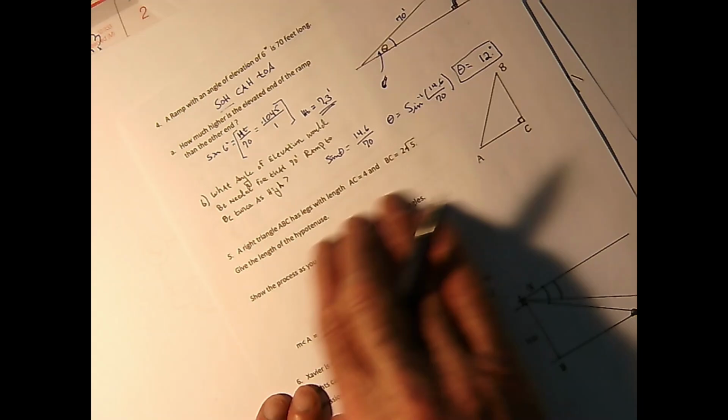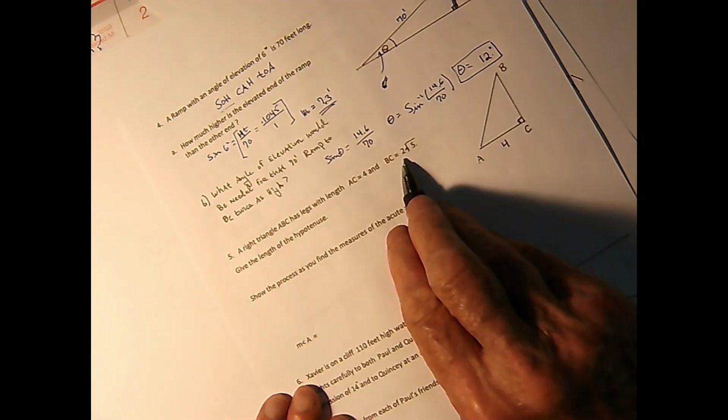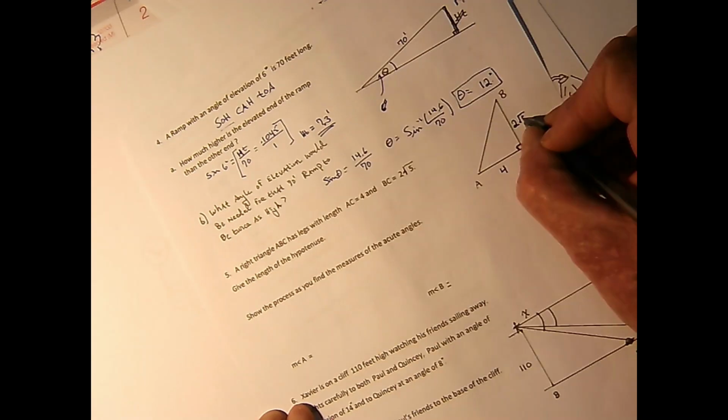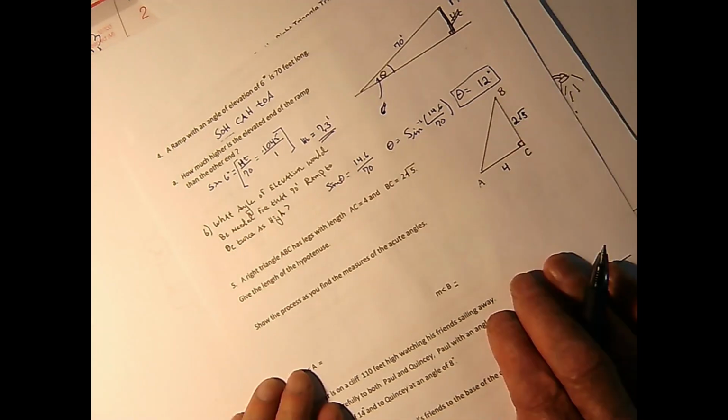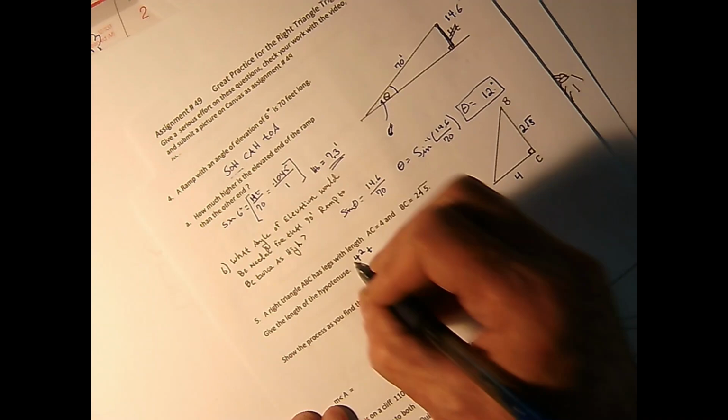Let's play some more. A right triangle ABC has legs of length AC is 4, and BC is 2 times the square root of 5. Give the length of the hypotenuse. Now, that'll just be a little time for the use of the Pythagorean Theorem, wouldn't it? We've been practicing with these kinds of numbers happily. 4 squared plus 2 square roots of 5 squared ought to equal AB squared. Let me write it that way.